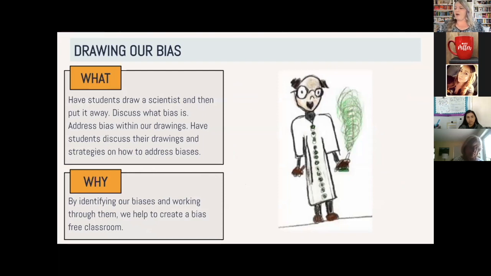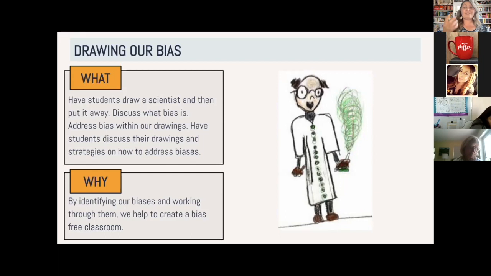Next activity, drawing our bias. So at the beginning of this PD, I had you draw a scientist. And the whole purpose of that was to talk about bias. So look at your drawing. Go ahead and pull out your scientist drawing again. Ask yourself some questions about your drawing. First of all, was it a man? Was your scientist a male or was it female?